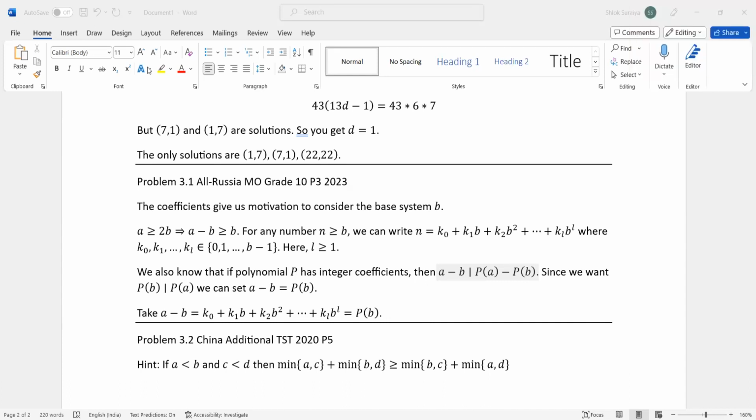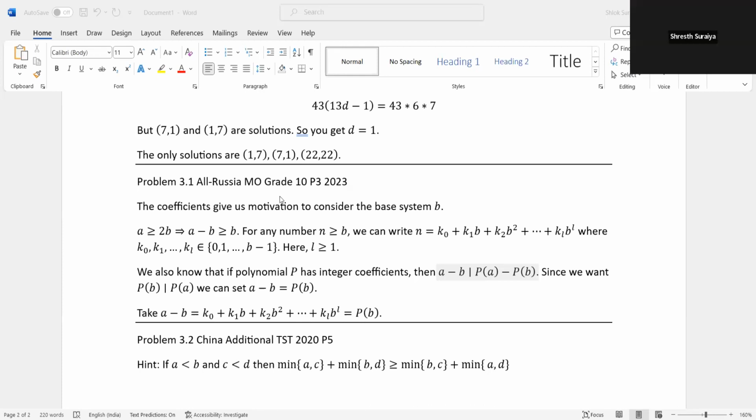So although it's a China TST, it's like a one-liner, almost a one-liner. So yeah.